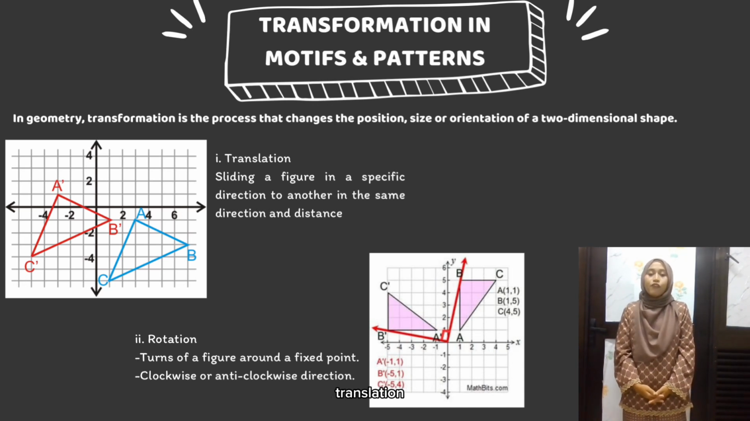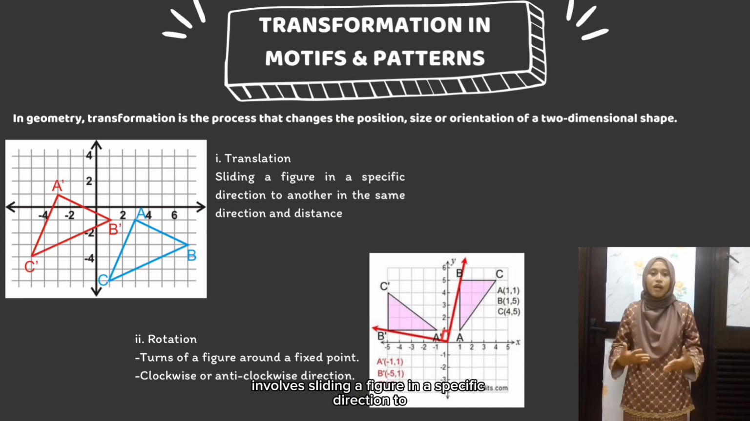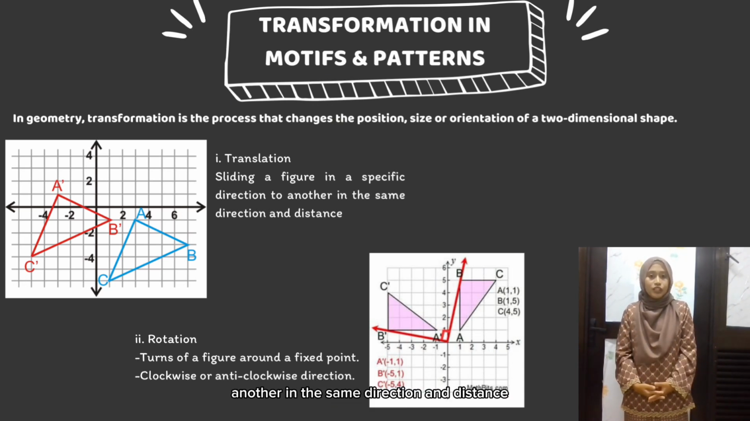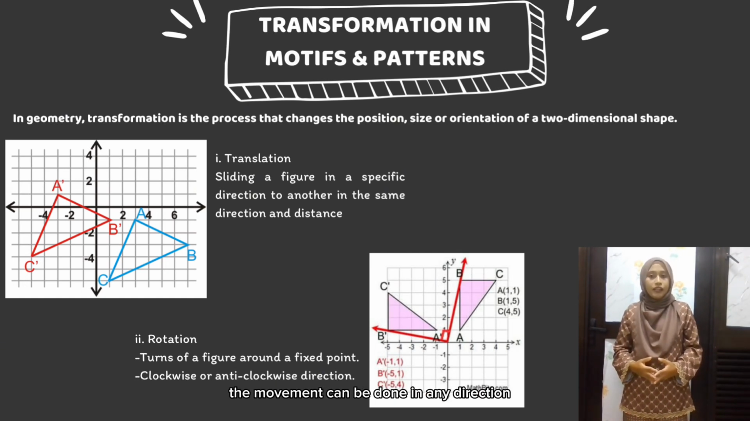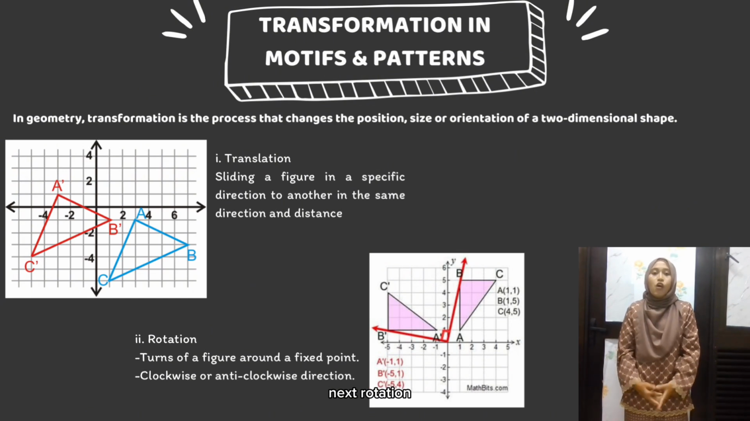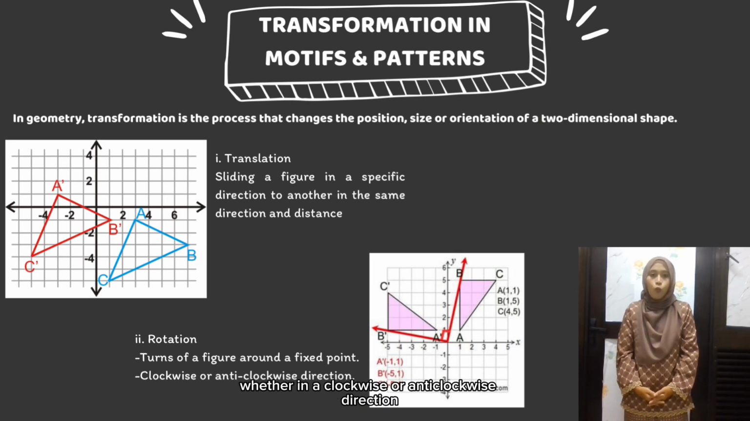First, translation. Translation involves sliding a figure in a specific direction to another in the same direction and distance without changing the original shape or orientation. The movement can be done in any direction. Next, rotation. Rotation is the turn of a figure around a fixed point that is known as the center of rotation. It can be done at a certain angle, whether in a clockwise or anti-clockwise direction.